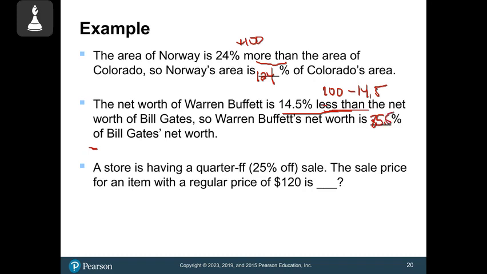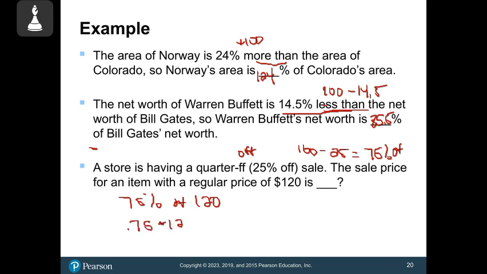A store is having a 25% off sale. The sale price for an item with a regular price of $120 is what? Well, first we need to find that percent. So if it's 25% off, that means we're going to take 25% off and pay 75% of the value. And now we've done this before. 75% of 120 means we need to take 75% or 0.75 in decimal form times 120, and we will get a value of $90.